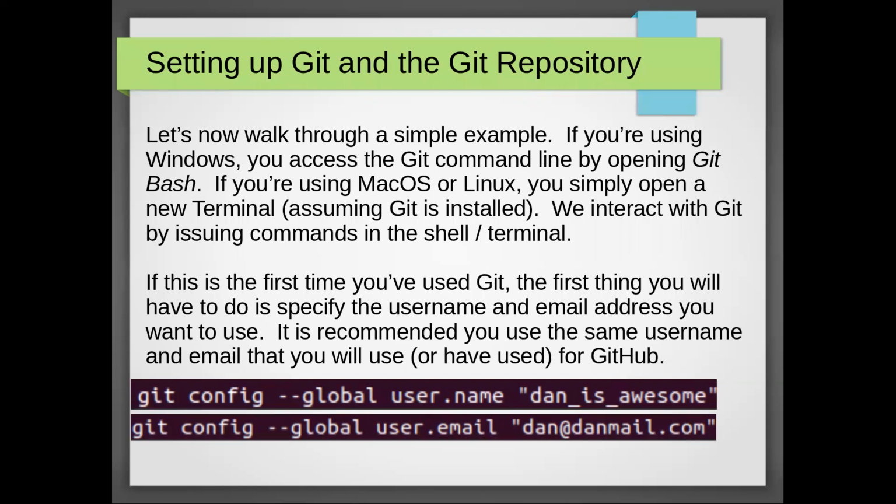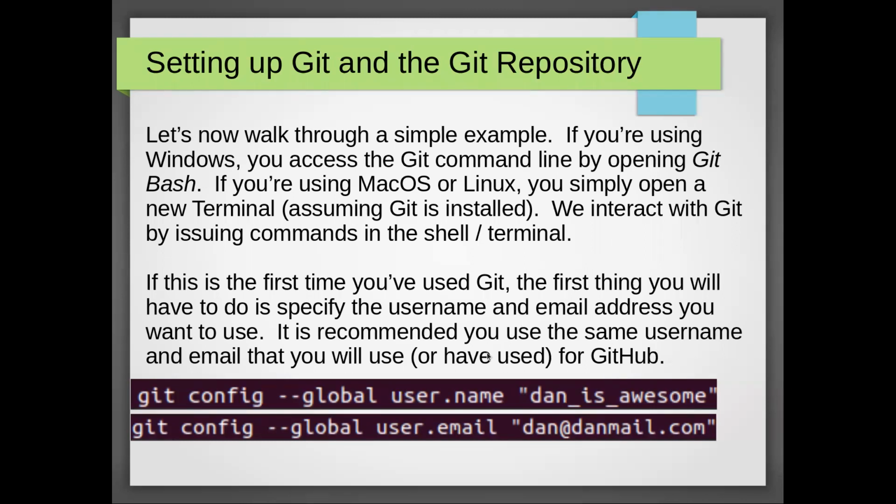You're going to be using the command lines in order to interact with it. Now, if this is the first time that you've used Git, which I suspect will be the case for many of you, the first thing that you'll need to do before you start the exercise later is specify the username and email address that you want to use for your Git account. And it's recommended that you use the same username and email that you have used or are using for GitHub, if you're already a GitHub user.